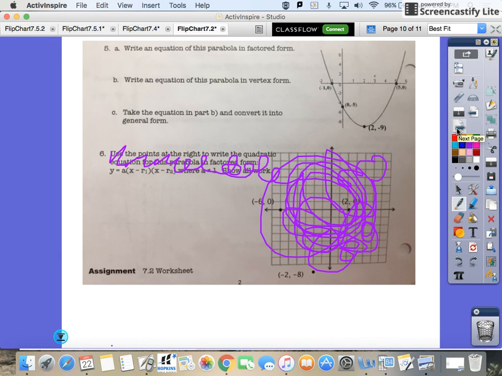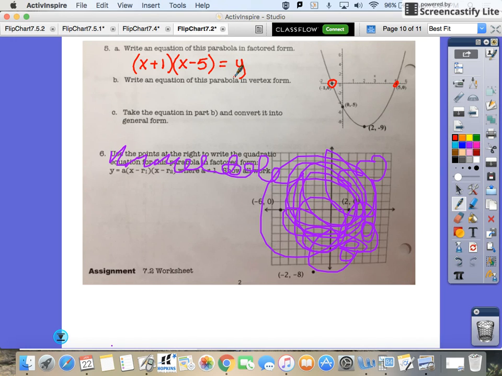And then the last one, we're going to take this graph and put it into a couple different forms. First it says, write an equation of this parabola in factored form. Factored means use these. We started with a negative 1, so in the equation it's going to be a plus 1. And the solution here is a positive 5, so in the equation it's going to be x minus 5. And those are going to equal y.